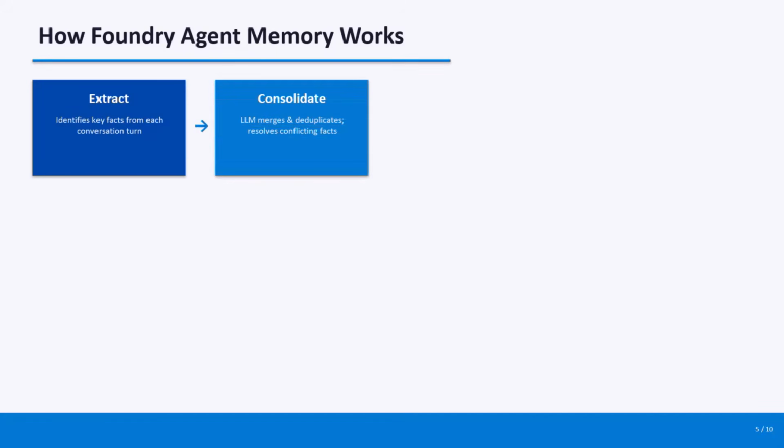Next comes consolidation, and this is the really important part. An LLM continuously merges and deduplicates what is learned. If a user said last month they prefer dark roast coffee, and today they say they've switched to light roast, the system resolves that change. It doesn't just stack both values and leave you to figure out later.